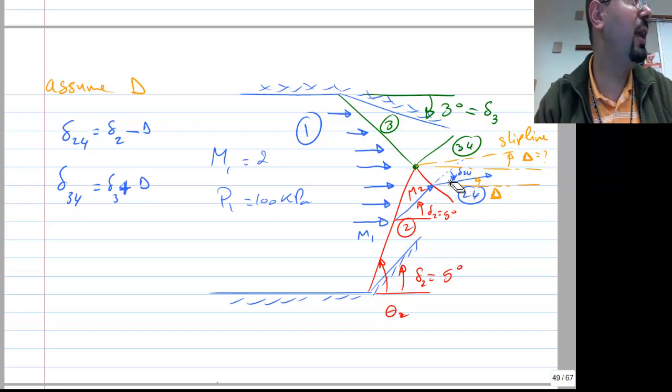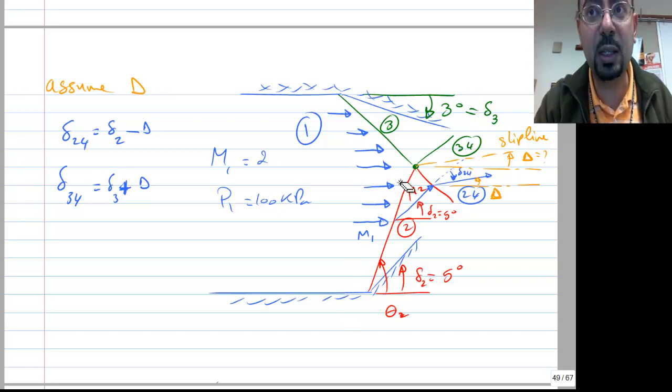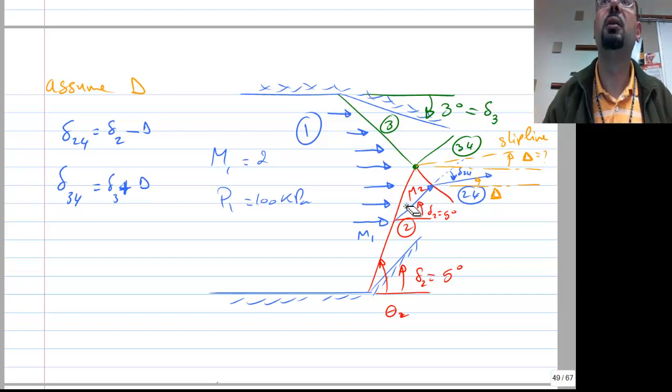How much did you deflect it? The difference between this and this. The difference between, say, theta and delta 2. So it went through two oblique shockwaves to get there. Of course, the first one is very straightforward, right? It's this one. And this is the second one. I didn't see the second shockwave. Right, it's this red one. And this is the first shock that this flow will go through.